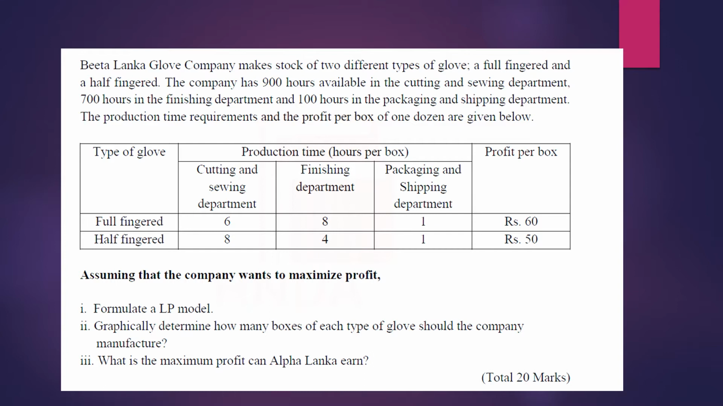Then the type of gloves, the production time and the profit per box of gloves are given in the table. The examiner requests you to formulate the LP model and to do it graphically. They are also requesting you to find how many boxes of each type of glove the company should manufacture. And finally, you have to calculate the maximum profit that can be obtained for Alpha Lanka.